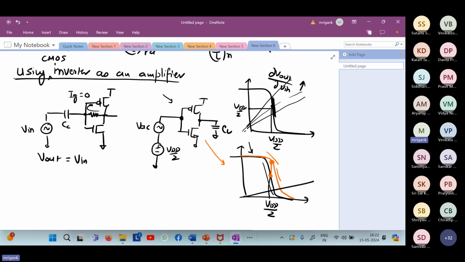This is going to be more tolerant towards the VT variation. Even if the VT of the NMOS is varying, we are at least fixing V out equal to V in, so the possibility of staying in the high gain region will be more. And then what should be the value of R? If your R is infinity, a very high value, what will happen?